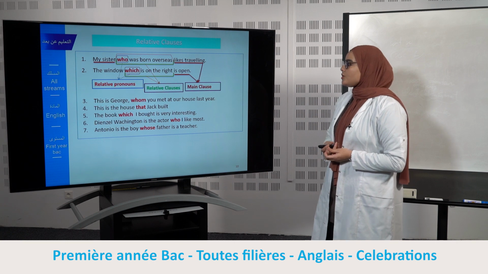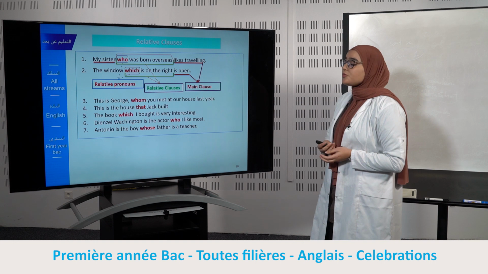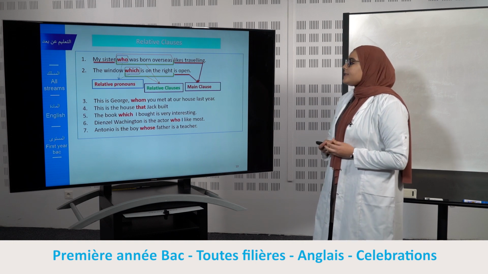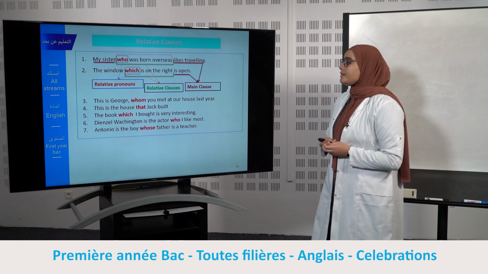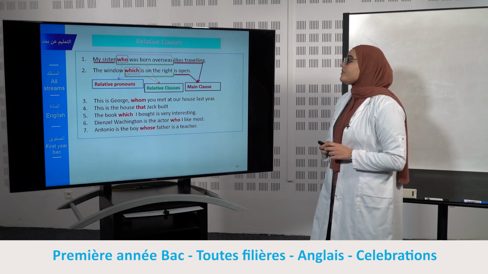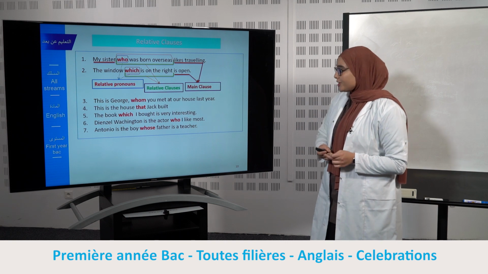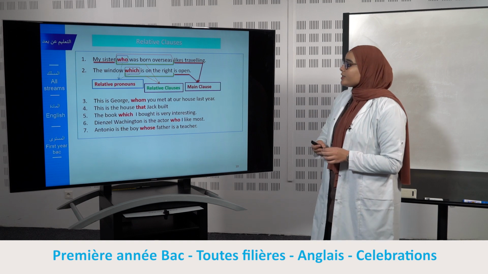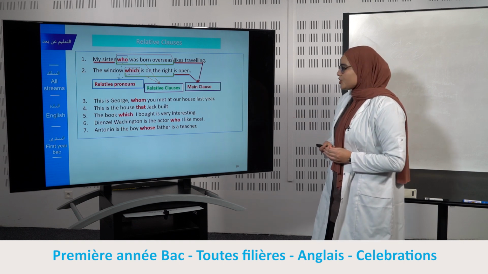This is George, whom you met at our house last year. So here we joined between the two clauses using whom. The other example, this is the house that Jack built. Here we joined them using that. The other example, the book which I bought is very interesting. Okay, we joined between the book is very interesting and the book that I bought using a relative pronoun which.